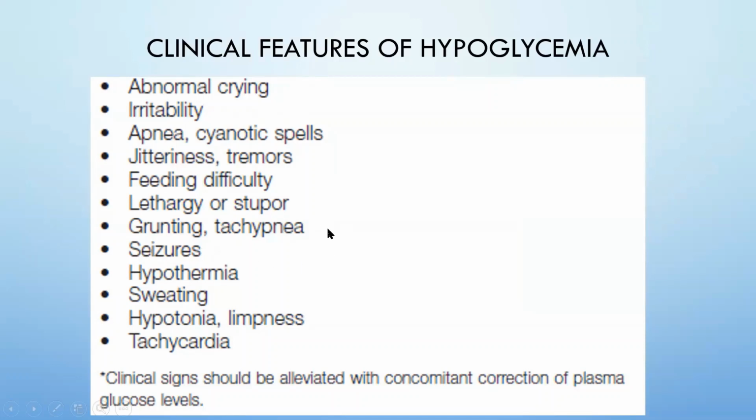Then you have features related to sympathetic overactivity as a compensation. We may have tachypnea, hypothermia, sweating. Hypotonia, limpness comes from the neuroglycopenic symptoms, and tachycardia may be happening as well. So these are the two categories of symptoms: sympathetic overactivity related symptoms and neuroglycopenic symptoms.